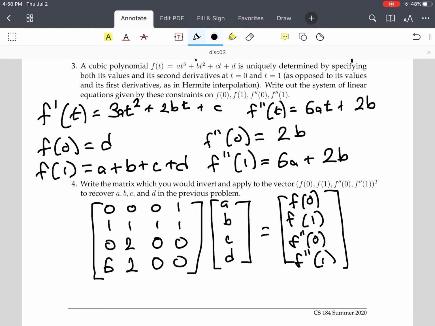And so now, this goes back to our math introduction. We want to find a, b, c, and d. These are the real unknowns of the problem. So how do we do this? Well, this matrix that we've written, we take the inverse of it, multiply by both sides, and there we go, we can solve, right? So this matrix right here, that is the matrix that we would invert and then apply to this vector on the right to recover a, b, c, and d. Okay, so that's our answer right there.